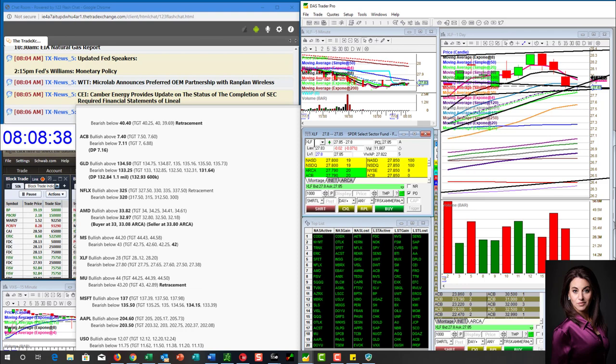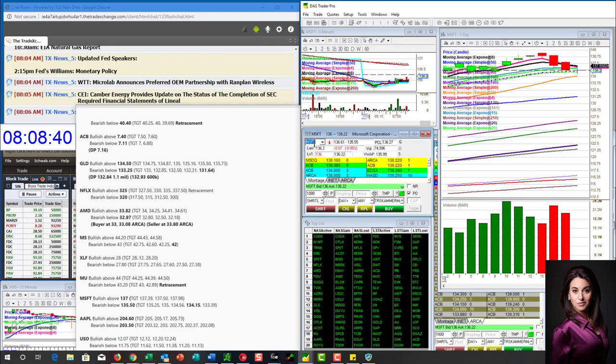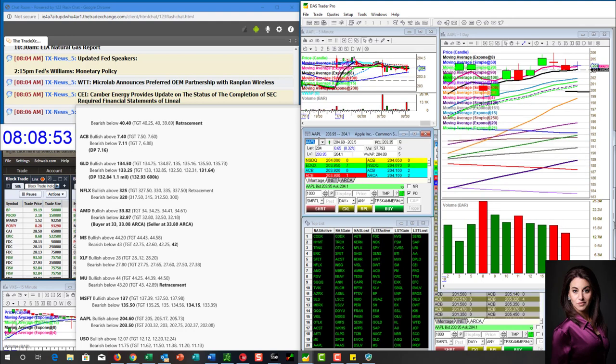Let's go to the next one. Microsoft, bullish above 137, bearish below 135.50 for Mr. Softy. Apple has volume this morning as well. So we are going to be bullish above 204.60. And you can see on the daily chart, there is room to go up. And bearish below 203.50, there is room to go down if we do start to break down below that.